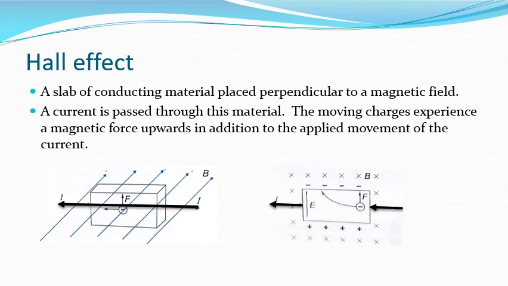So if you hold out your right hand, you can see that there will be a force on these electrons that are flowing from right to left upwards. That's the way your thumb is pointing. So what happens, as shown in the second diagram, is that these electrons follow this curved path to the top. So the top of the block becomes more negatively charged than the bottom of the block because there's been a drift of electrons towards the top there.